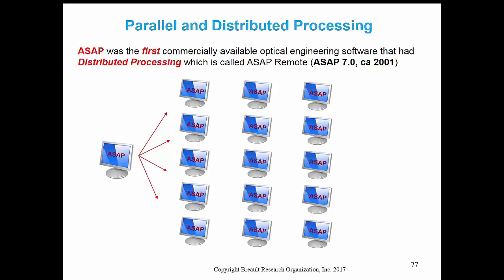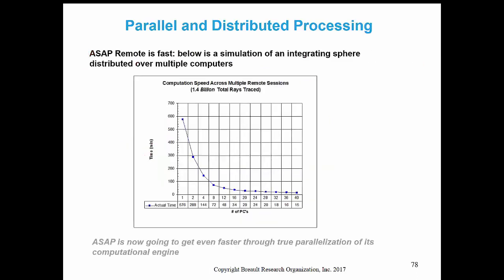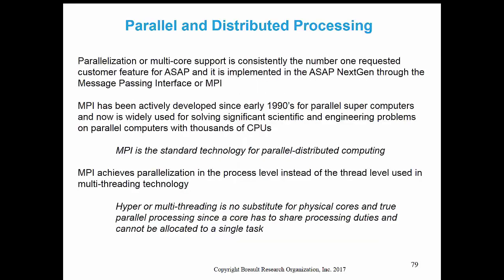Remote processes can be distributed across a variety of single and multi-core PCs, as ASAP can automatically determine the number of cores available on each individual machine. Remote is real, extensible distributed processing, a first in the ray tracing software industry. Remote is fast. Below is a simulation of an integrating sphere distributed over multiple computers. And now ASAP is going to get even faster through true parallelization of its computational engine.